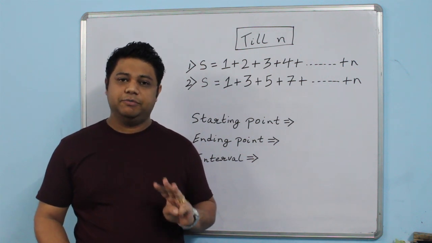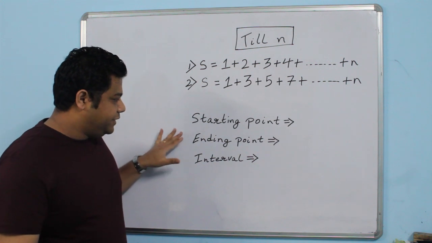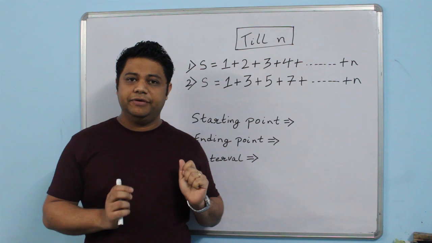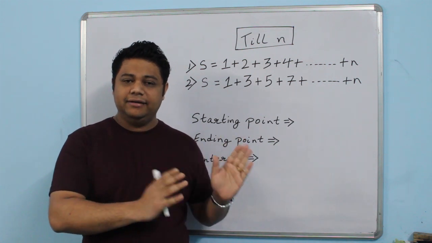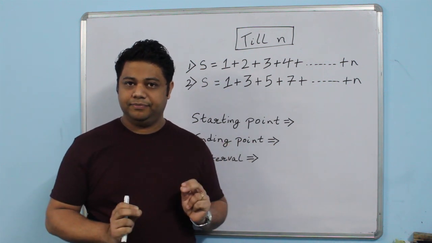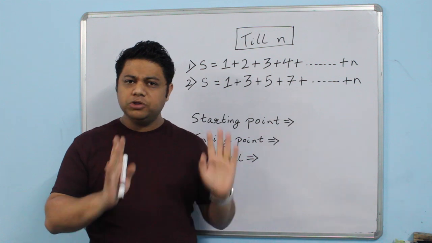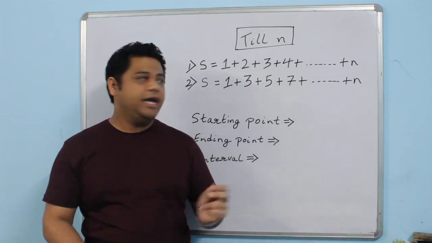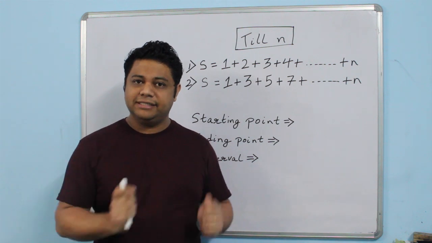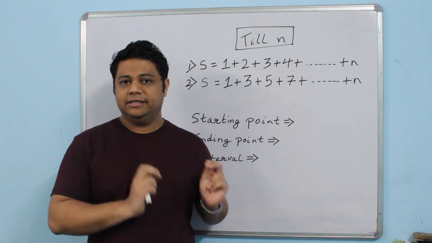There are three things that we are supposed to follow in sum of series. When you come to the ending point, there are three cases. The first is till n. The second is till nth term. And the third is till a particular number. Now most of you get confused here. Whenever we use n and nth, some of you think n and nth term mean the same, but there is a difference. That is also what we are going to discuss in this session.